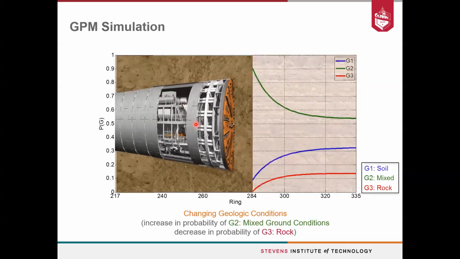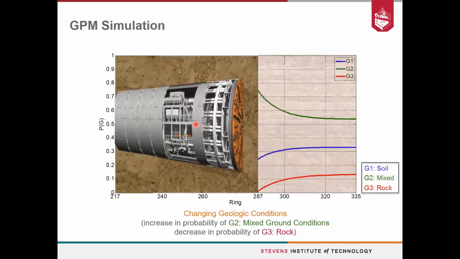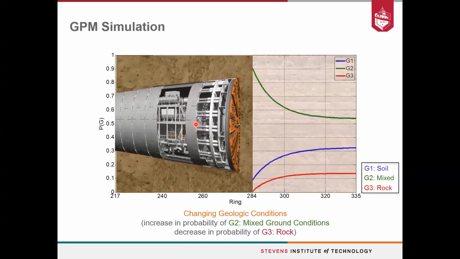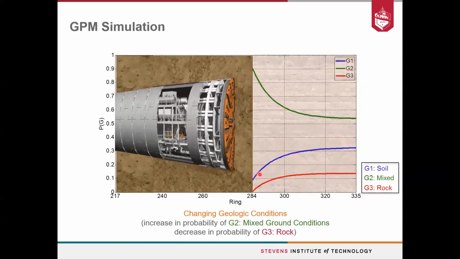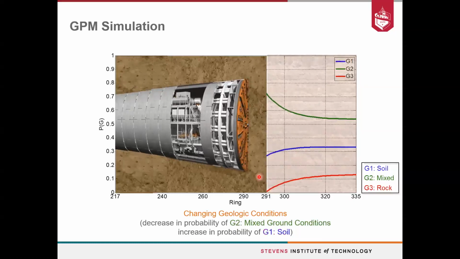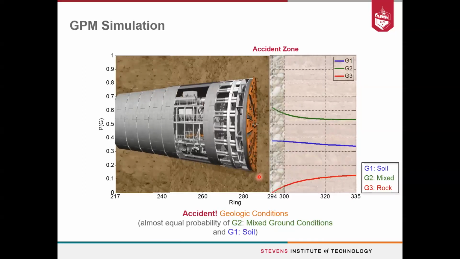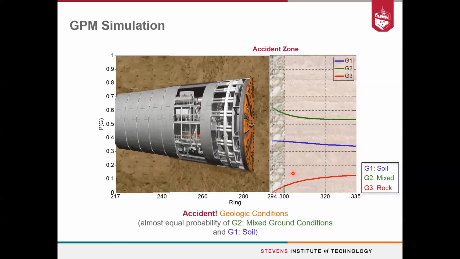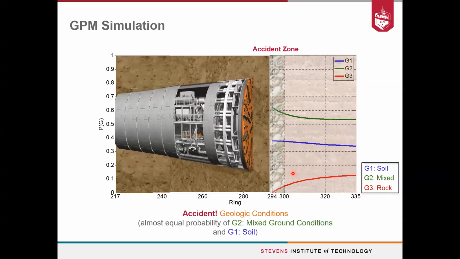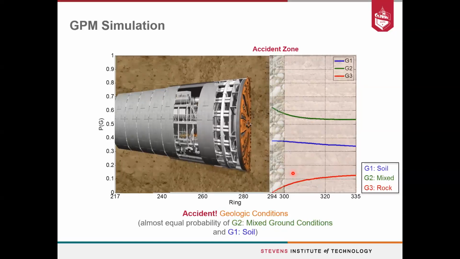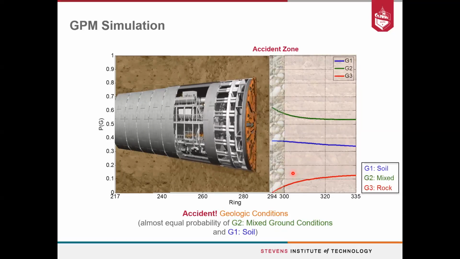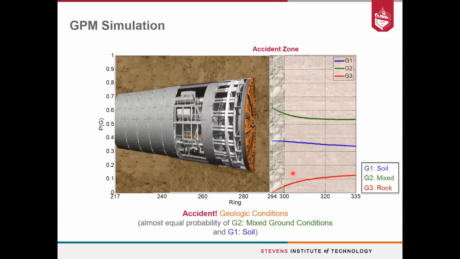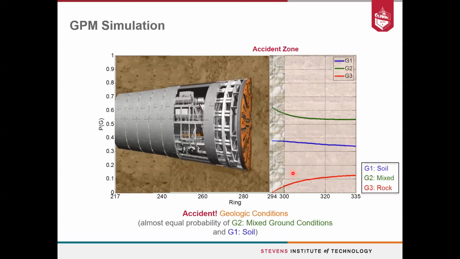This situation persists, but you see that the probability of ground class 1, which is soil, starts to increase, right? It starts to increase until you enter the zone of the accident. And at this point, from ring 282 to the zone of the accident, the TBM should have been operating with different parameters, no longer with an approach for rock-like materials.